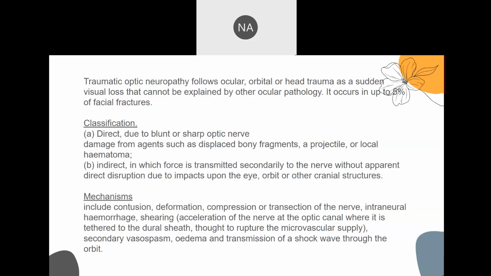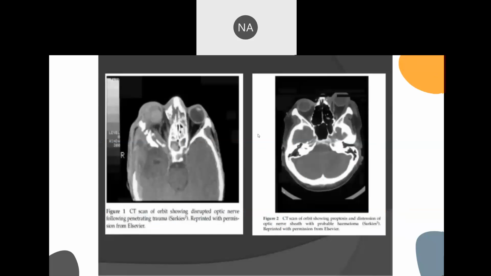Doktor? Saya jumpa gambar CT scan of the orbit je, doktor. Saya tak jumpa fundus dalam buku Kansky ni. Okay.